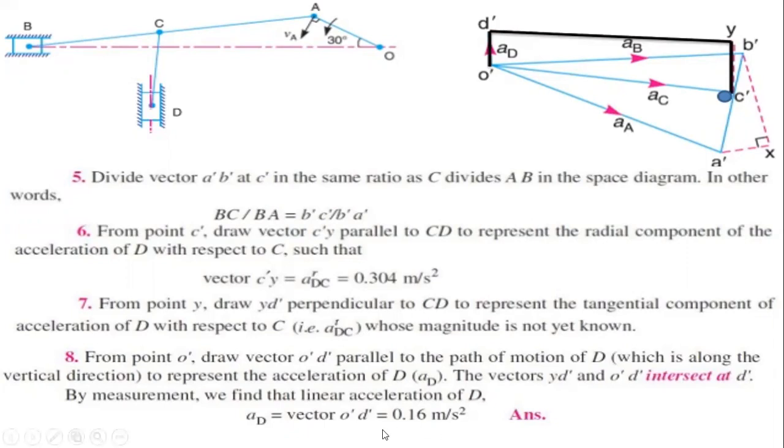Therefore we need to find the acceleration of B, that is acceleration of B is taken as vector O dash D dash. So this is the length to be found. So finding the O dash D dash length is enough for us. So vector O dash D dash length is equal to 0.16 meters per second square.